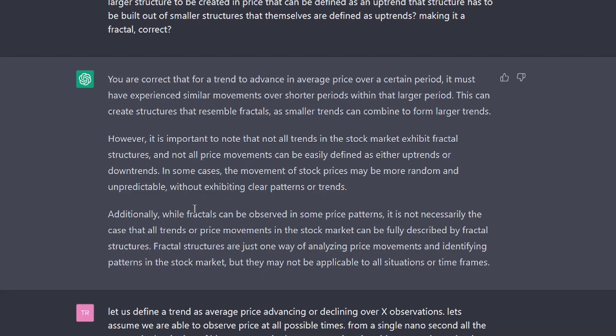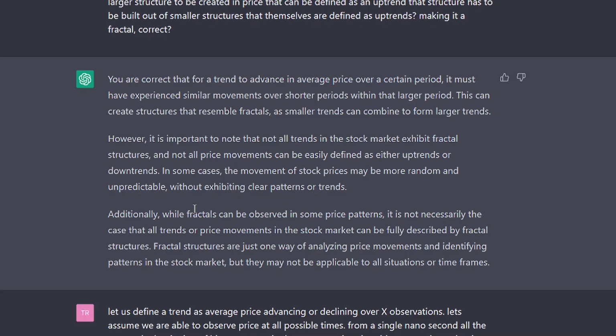You are correct that for a trend to advance an average price over a certain period, it must have experienced similar movements over shorter periods within that larger period. This can create structures that resemble fractals, as smaller trends can combine to form larger trends. However, it is important to note that not all trends in the stock market exhibit fractal structures, and not all price movements can be easily defined as either uptrends or downtrends.